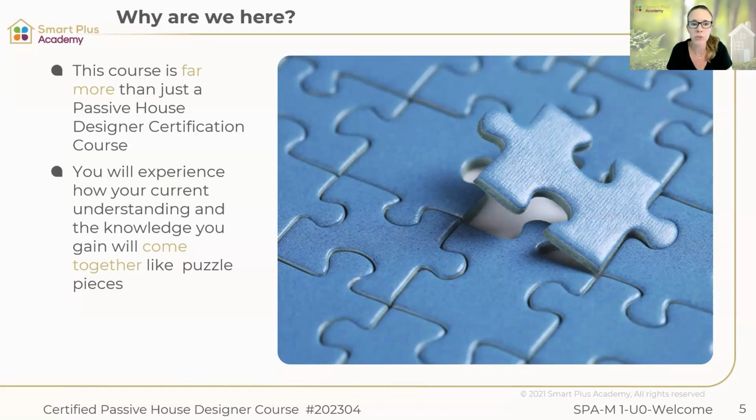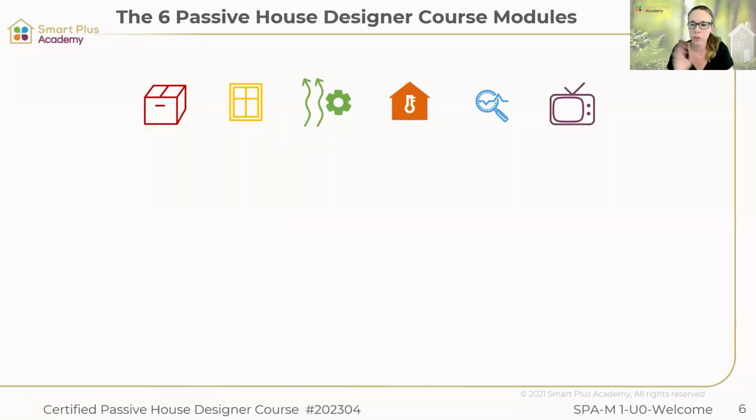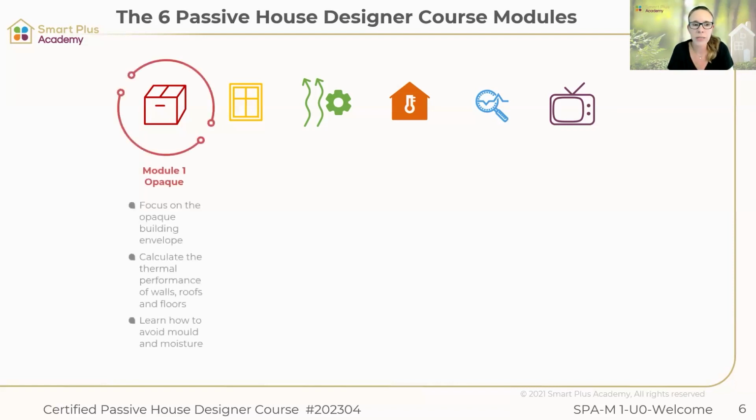Now I want to go a little bit into what we're going to learn. You may have looked into your account already, so you can obviously always go ahead and have a look at it. That's the beauty of the recordings. You can do it at your own pace, but these are the 6 modules that we have. The first one is your opaque building envelope. So we're focusing on that in our first module. We learn to calculate the thermal performance of walls, roofs, and floors. And we're also already looking at mold and moisture and how to avoid it.